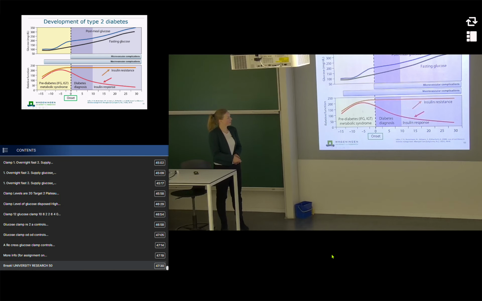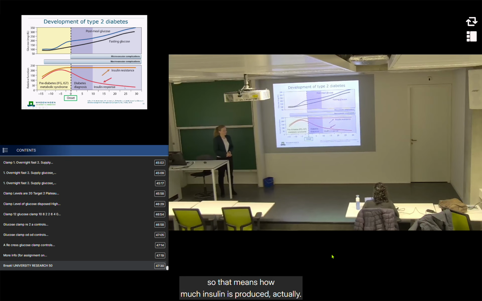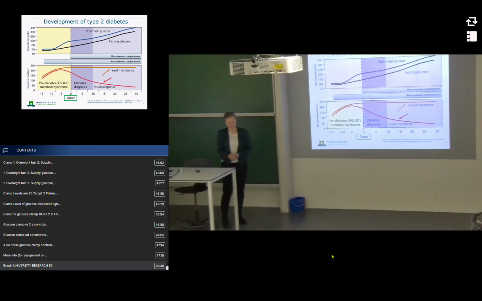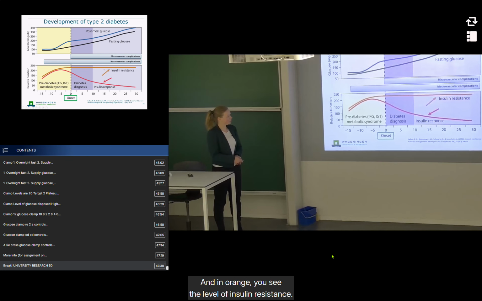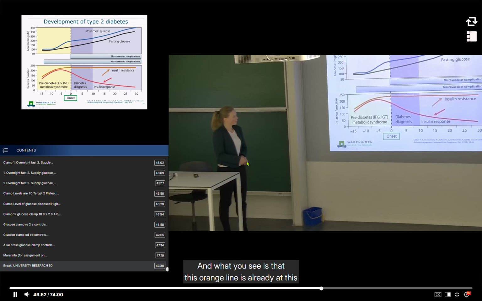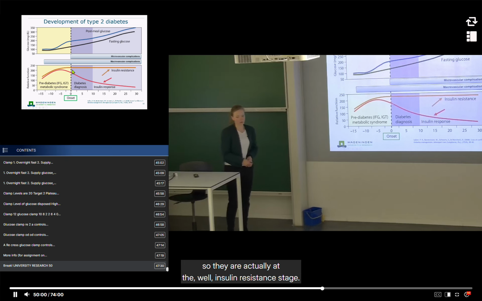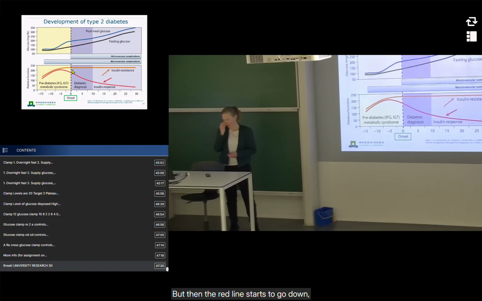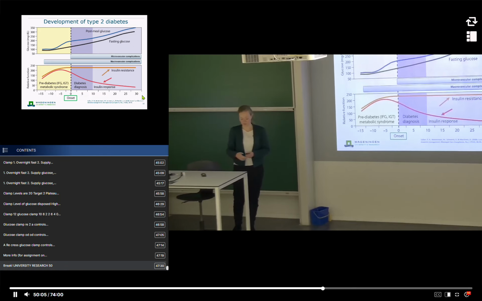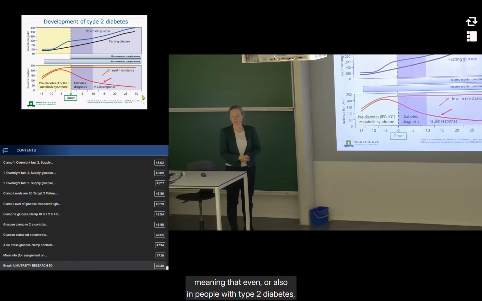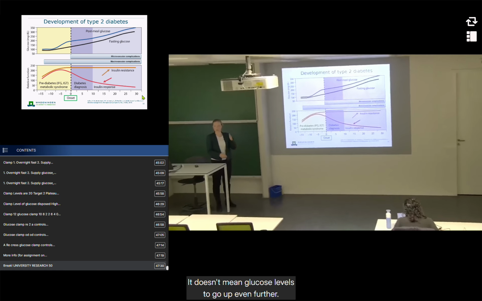And here you see the levels for insulin, and in red this is the insulin response, so how much insulin is produced. And in orange you see the level of insulin resistance. What you see is that this orange line is already at a high point when people are diagnosed with diabetes, so they are at an insulin resistant stage. But the red line starts to go down, meaning that also in people with type 2 diabetes, the beta cells are not able to produce sufficient levels of insulin anymore, causing the glucose levels to go up even further.